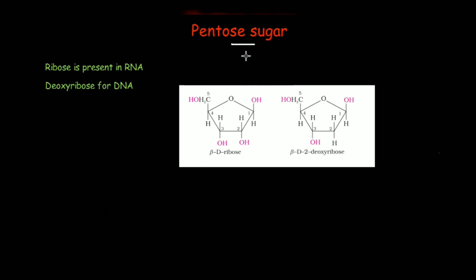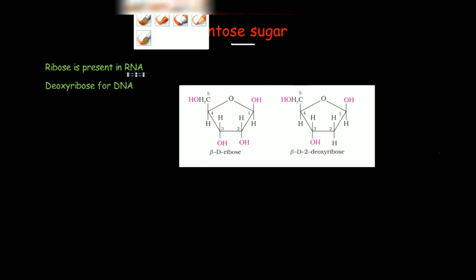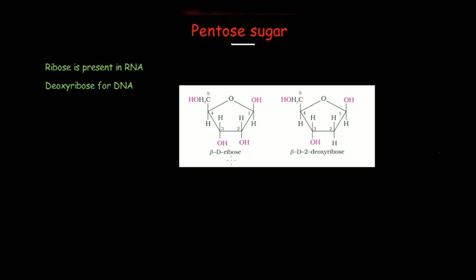So coming to our next component, which is pentose sugar. Ribose will be present in RNA. That is, ribose is a pentose sugar which is present in RNA, and deoxyribose is a pentose sugar which is present in DNA. So here are the structures of ribose and deoxyribose. So this is called deoxyribose because there is one oxygen atom, okay, which is actually missing here. So at the second position you can see that there is one oxygen atom missing when compared to ribose. So that is why it is called deoxyribose. Otherwise the structures of ribose and deoxyribose are quite similar to each other, okay.